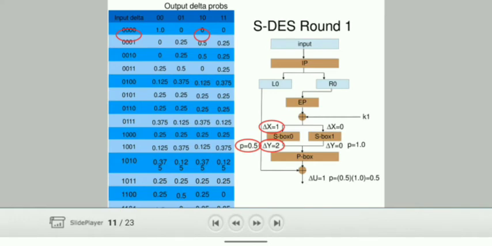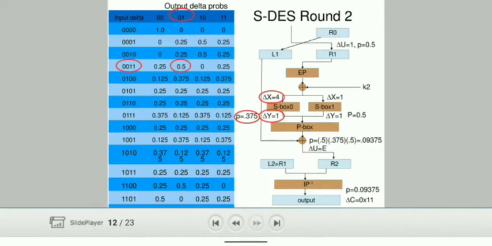SDES round 1: the input is converted by IP into L0 and R0 and then again by EP. EP is added with K1 and the delta of x is equal to 1. For S box 0, delta of x is equal to 0, which gives S box 1. P is equal to 0.5 with delta y equal to 2, and delta y equals 0 when P is equal to 1.0. The output is given to the P box and L0 is added with the P box output, and delta u is equal to 1 and P is equal to 0.5 times 1.0 equals 0.5.